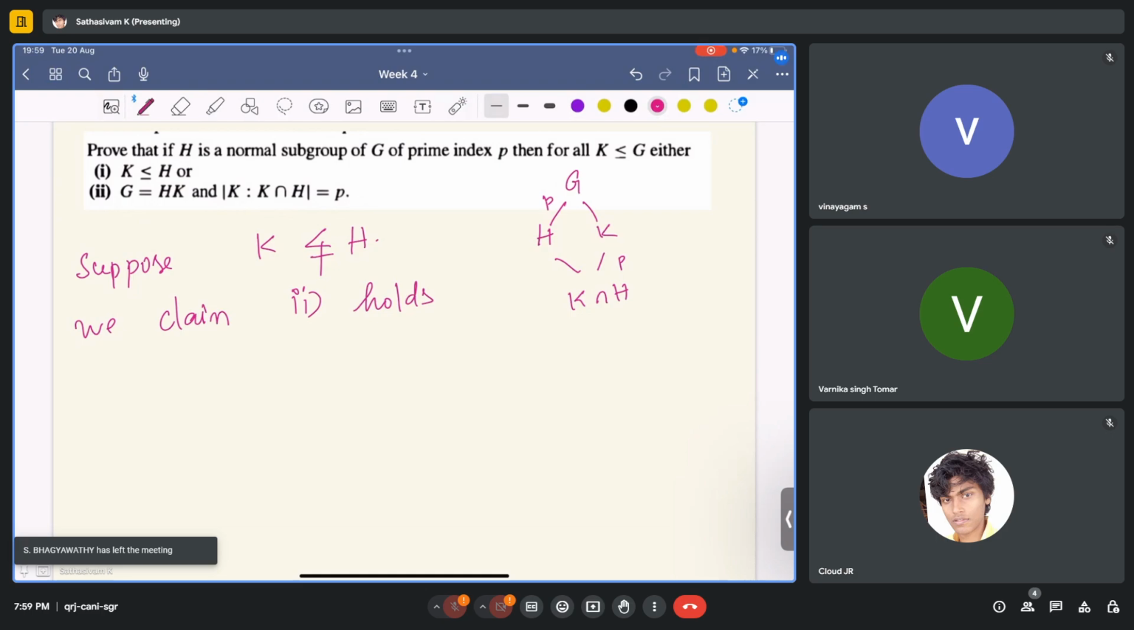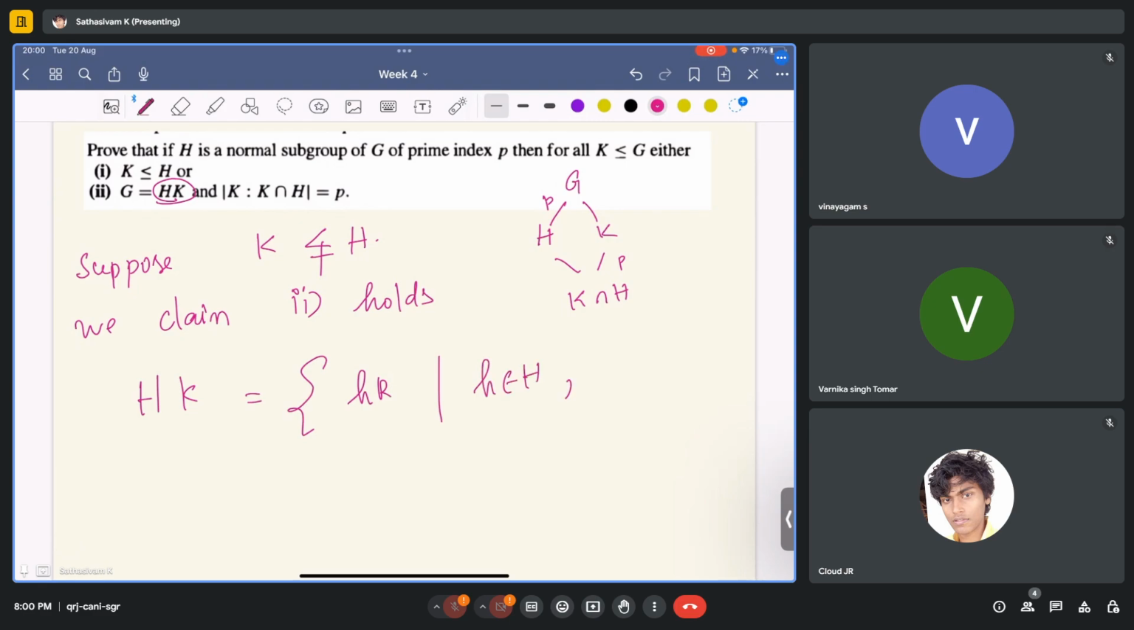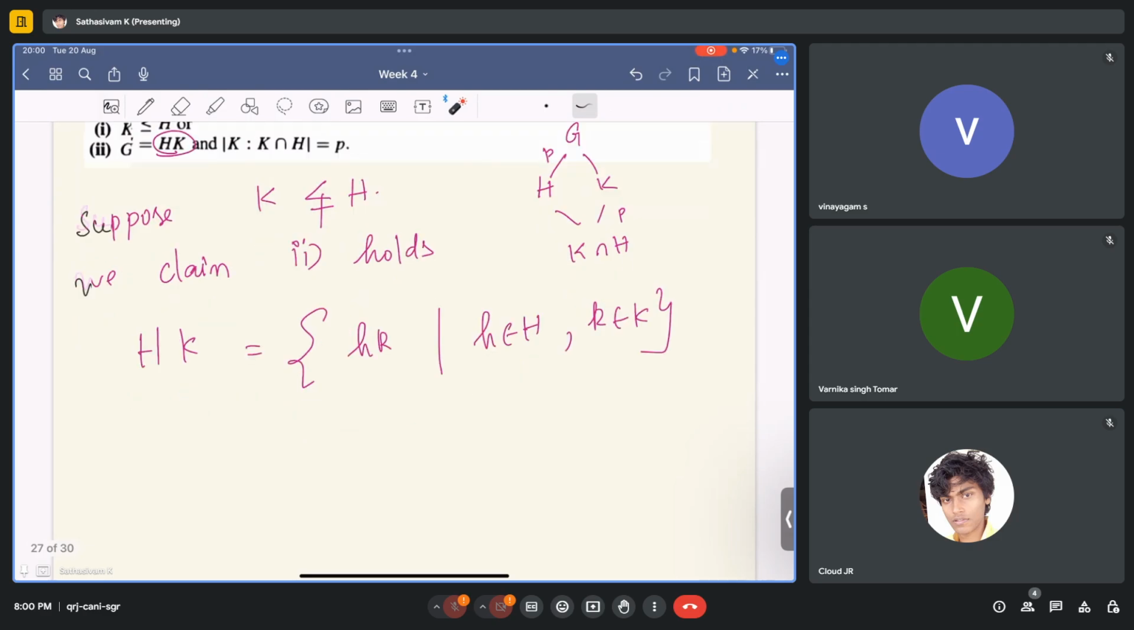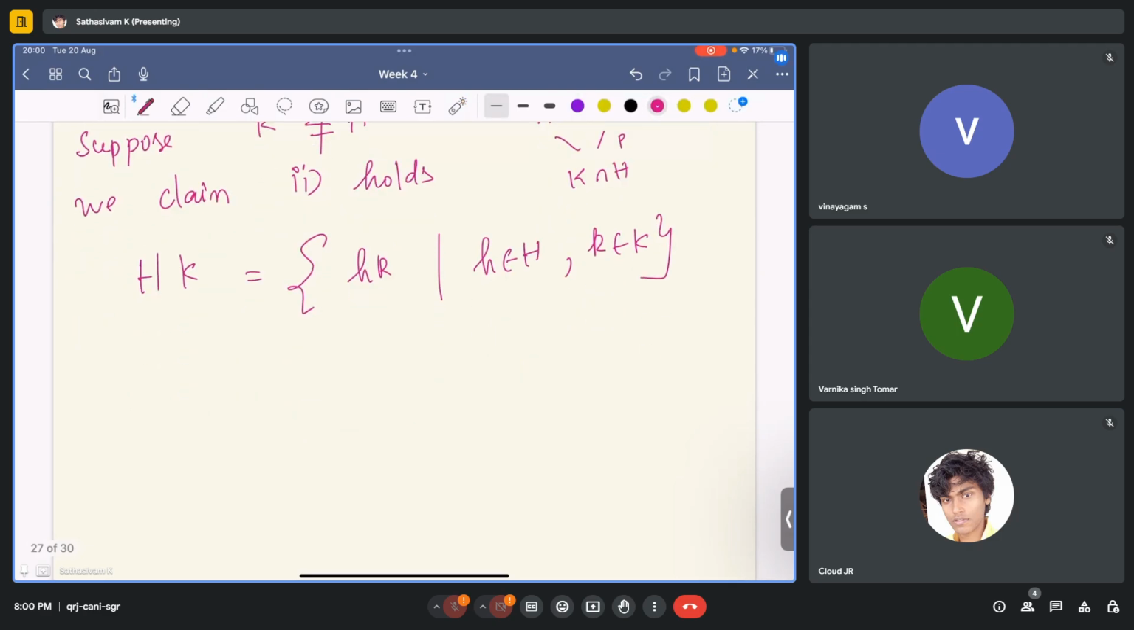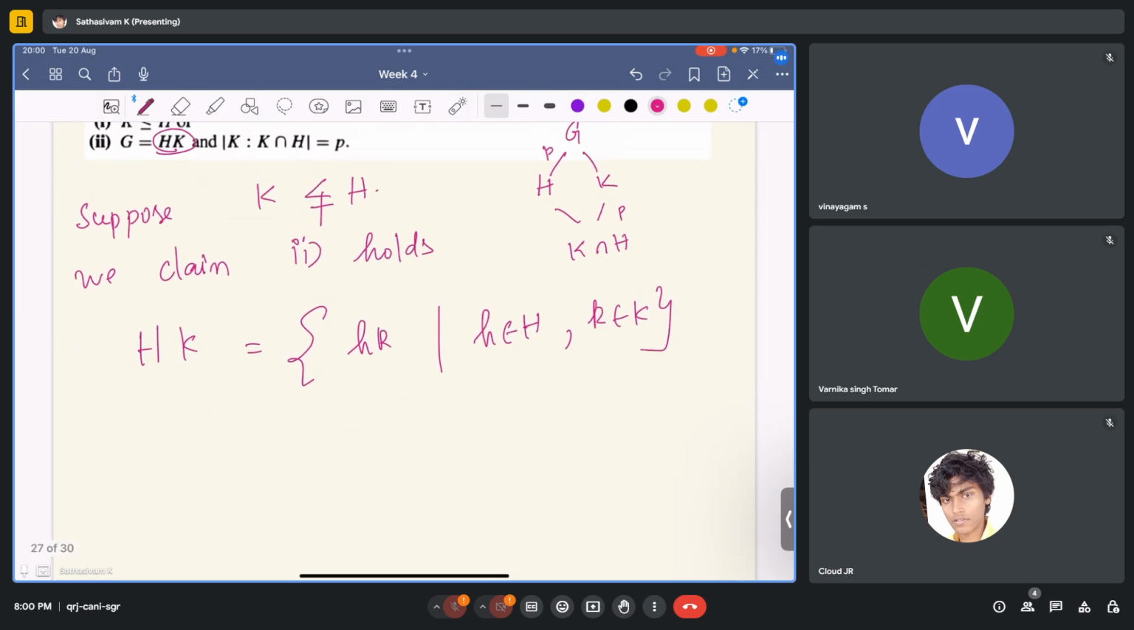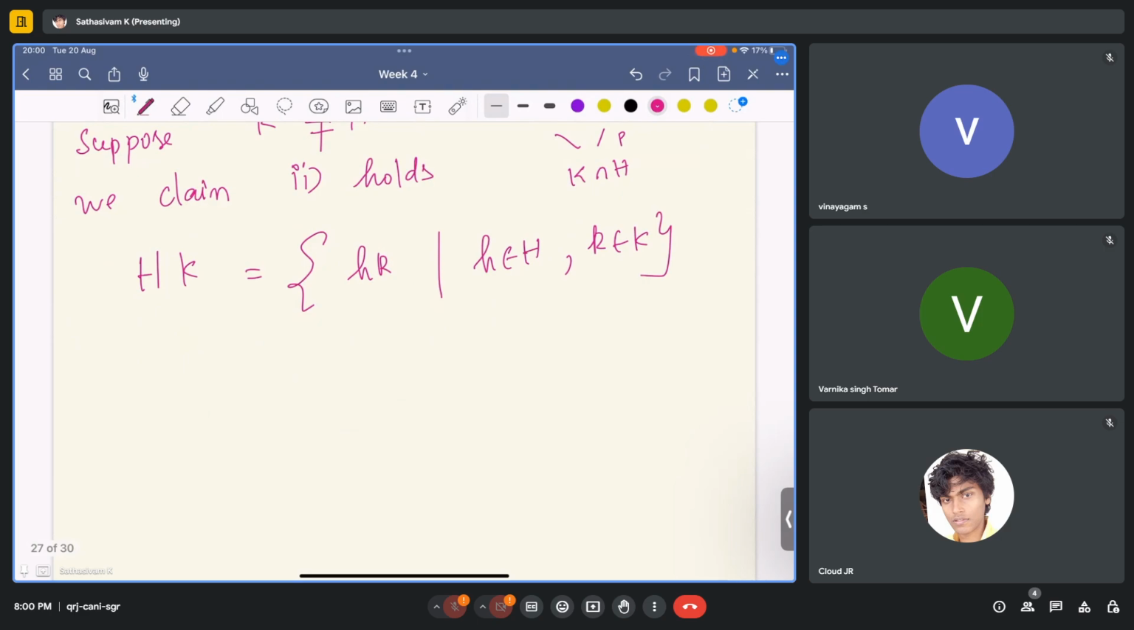Now you observe the following. This H is a normal subgroup, right? So HK is a subgroup. What is this HK? HK is nothing but the set of hk, with h in H and k in K. In general, this is not a subgroup, but if one of them is a normal subgroup, then it is a subgroup. If you want, I can give you the closure property. I'm not sure if we have done it in class, so I'll just give you the closure property. The rest you can figure out by yourself. The identity and inverse are all easy. Just the closure property I will give.